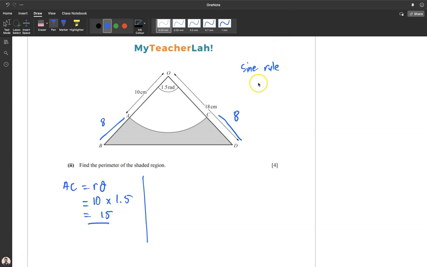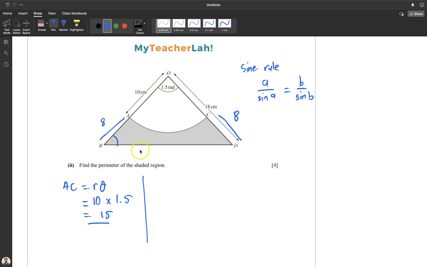Okay, so the sine rule is basically saying that a length over the sine of that length's opposite angle is equivalent to another angle and another length that are opposite each other. Okay, so I'm just going to use that. Now, in order for me to use that, first of all, I need to rightly find this particular angle. How do I do that?